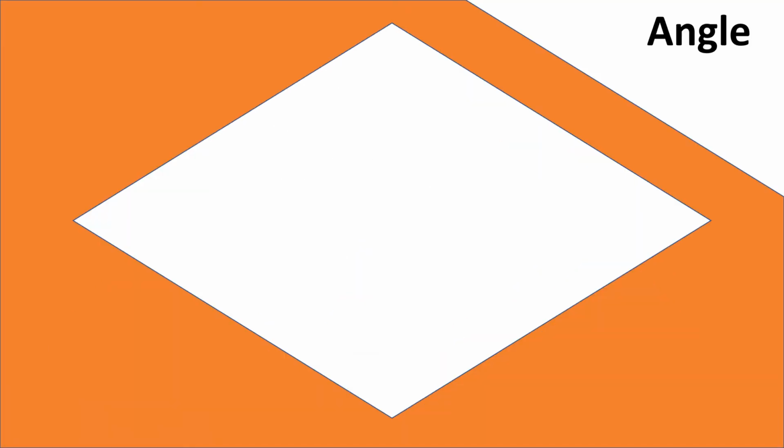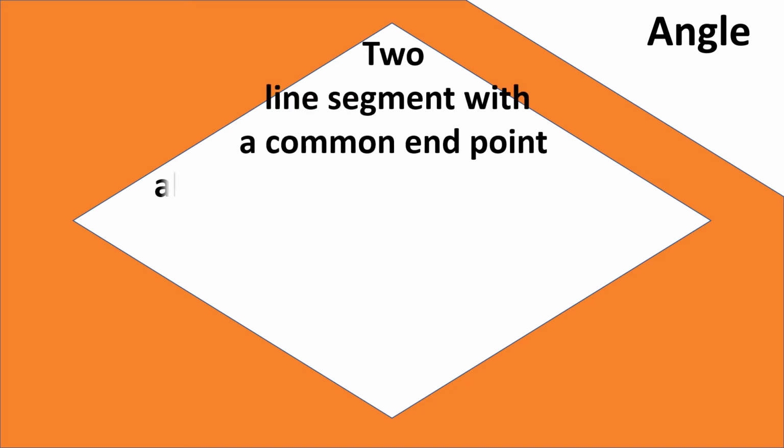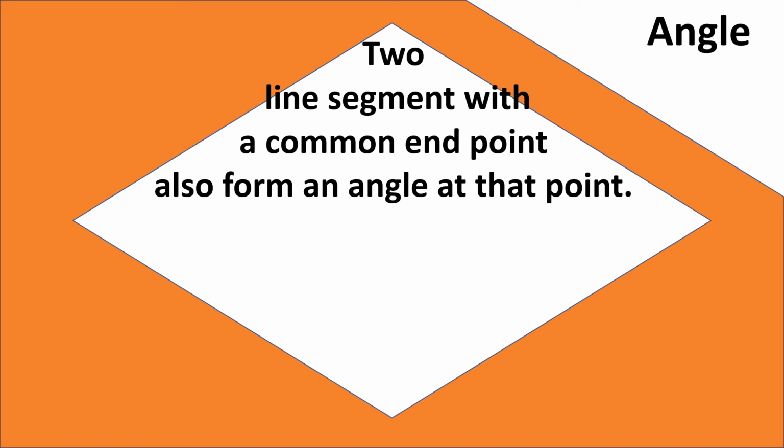And you know that an angle can be formed by two line segments also. Yes, two line segments with a common endpoint also form an angle at that point. Like this, there are two line segments OA and OB. They are also forming an angle. The name of this angle is angle AOB. Vertex is O and arms are OA and OB, but they are line segments.